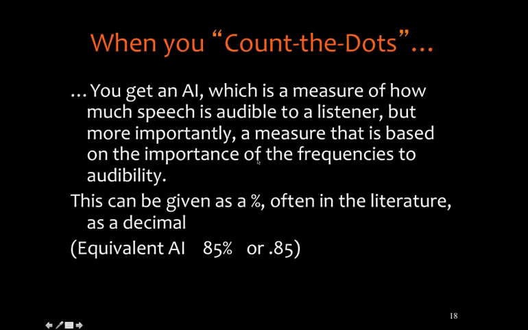The last one here, just to summarize this, is that when you get this AI, you're getting an engineering number that tells us more or less a percentage of what the person's going to be receiving. And that percentage is weighed against the relative importance of those frequencies to the audibility of speech. So usually we see this as a percentage, or sometimes it's given as a decimal in the literature. But again, it's giving us a weighted sense of how much is available to the listener. On that note, we will move now to part 5 and show some examples.